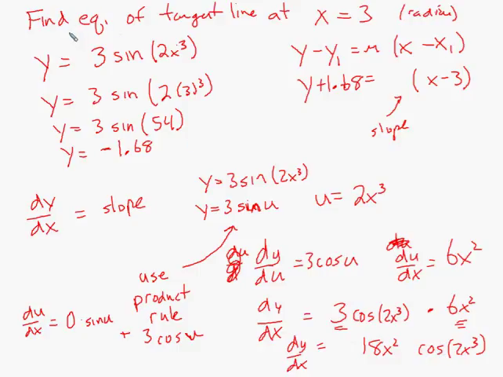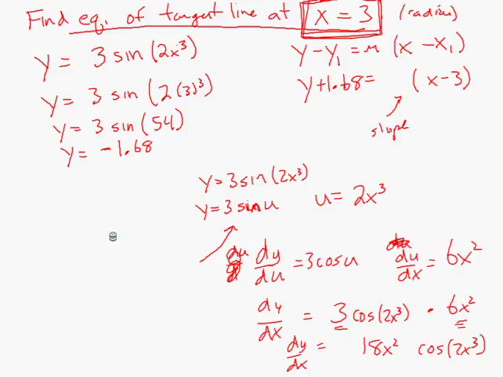Now I want to evaluate that derivative at what point? I'm trying to find the equation of the tangent line. I need to evaluate my derivative where? At what? Okay, yeah, I have an x there. What point specifically, though? I'm finding the equation of the tangent line at 3. So I evaluate my derivative at 3. Come on, guys.